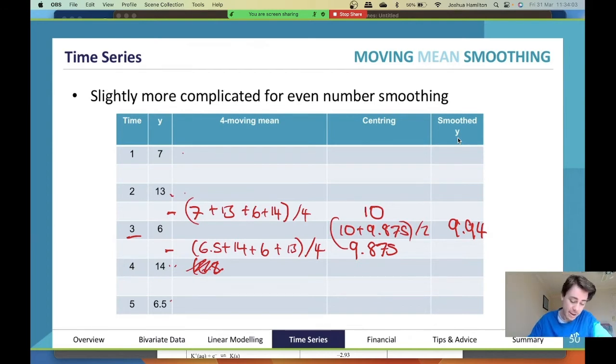As you can see here, I cannot find one for this, this, this, and this. So there's a lot of values you won't be able to do it for on the ends. But that's sort of how you go about it. And you use a table like this.